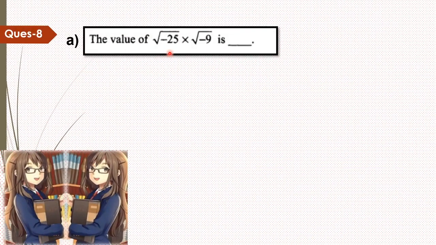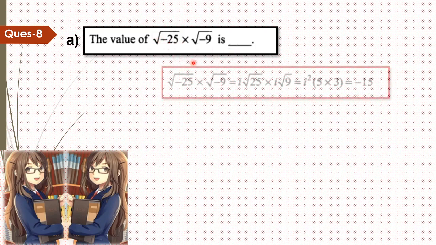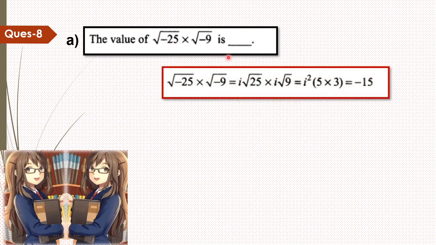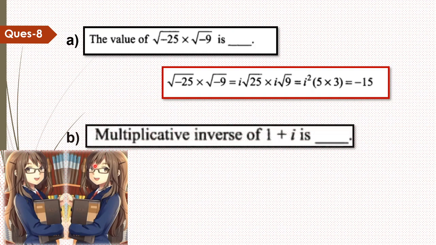The value of under root minus 25 plus under root minus 9 is what? Students, under root minus 25 can be written as 5 iota, right? And under root minus 9 can be written as 3 iota. And we have to multiply, so it means iota square into 5 into 3. So it will be minus 15.